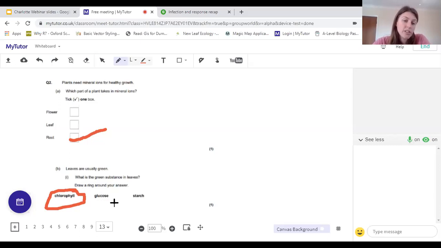Other words there are glucose and starch. So glucose and starch are both present in leaves. Glucose is the product of photosynthesis. It's also what we use for respiration and what the plant will use for respiration as well. And starch is a way of storing. It's a long chain of carbohydrates, is what starch is. That's how carbohydrates are normally stored. Plants are quite starchy. They have a lot of starch in them.